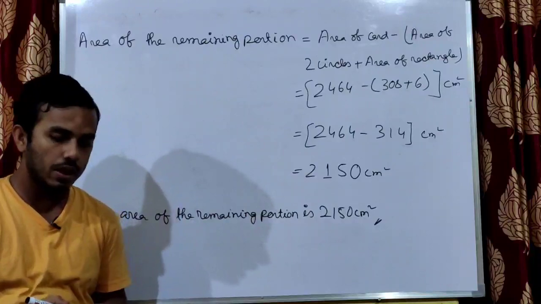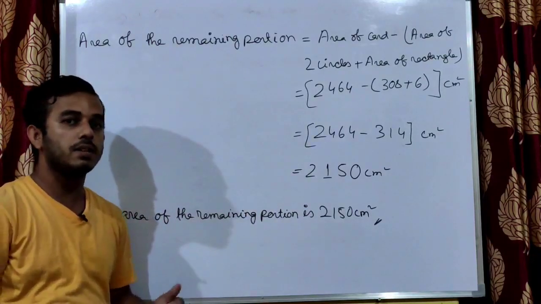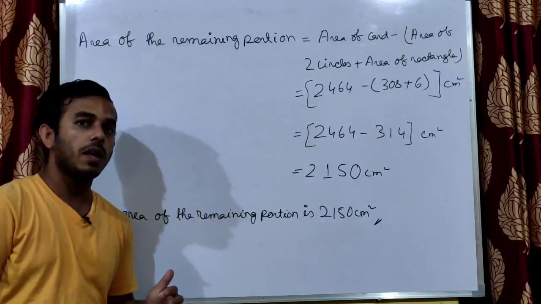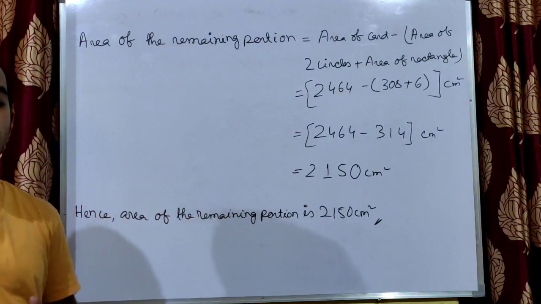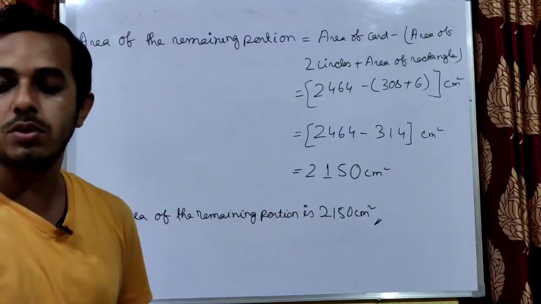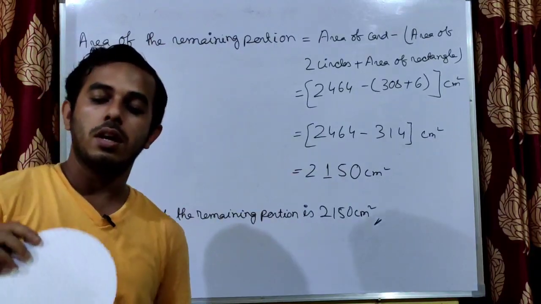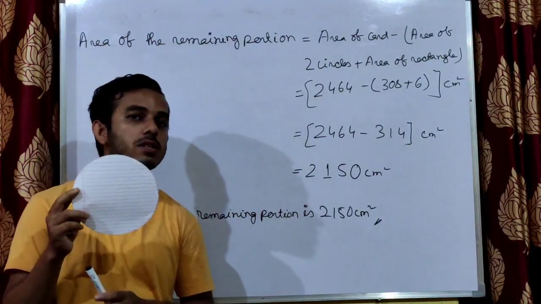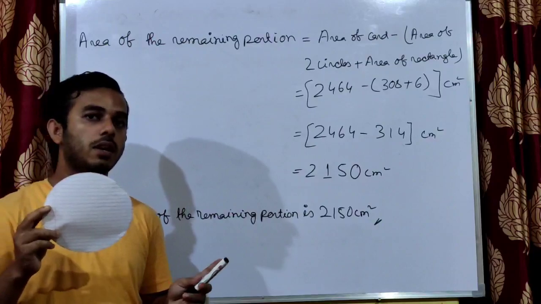I hope this is clear to you. Okay, let us recall this. Here the question was what? In the question it was given that we have a circular card like this whose radius was 28 centimeter, right? And then what?